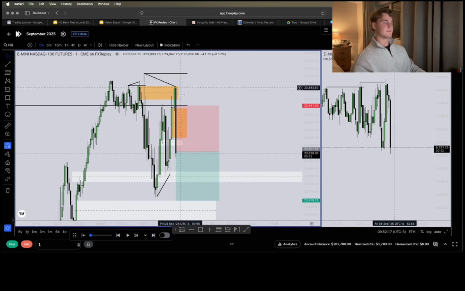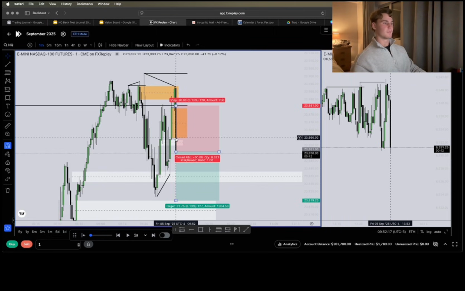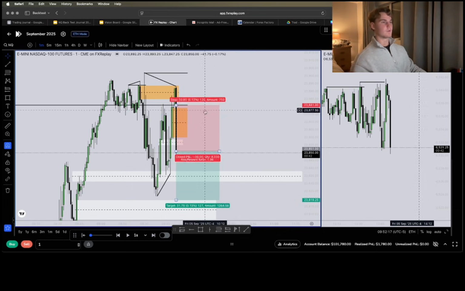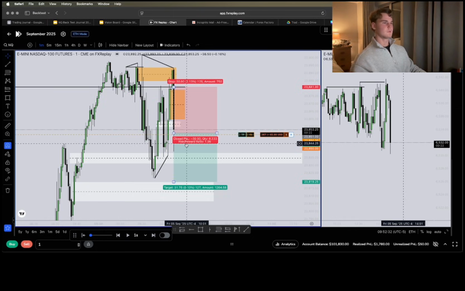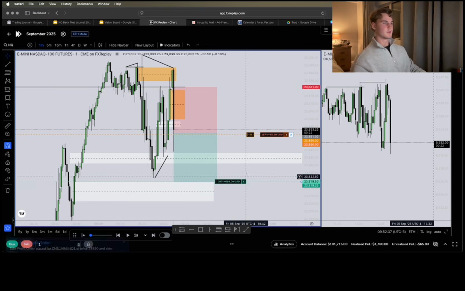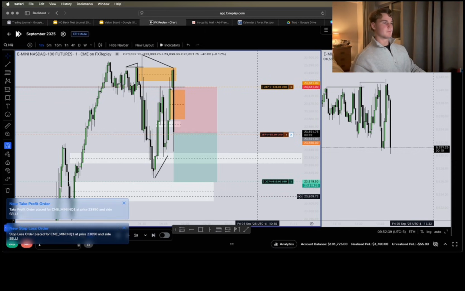Now, what do we see? This is the entry from the manipulation and displacement. It's just 10:50. Yeah, it's not even off any news. It's just an amazing displacement lower. So I'm going to enter there. This is 30 points. Yeah, target the 1 minute BISI there. So let's just see what price does.